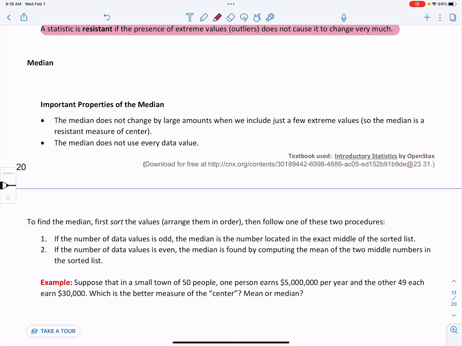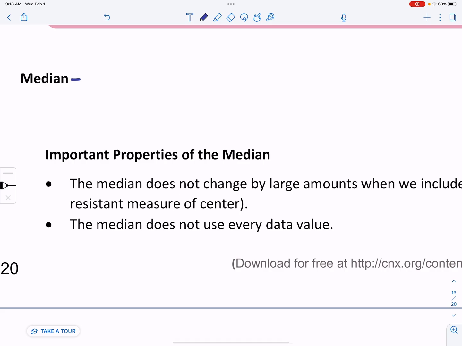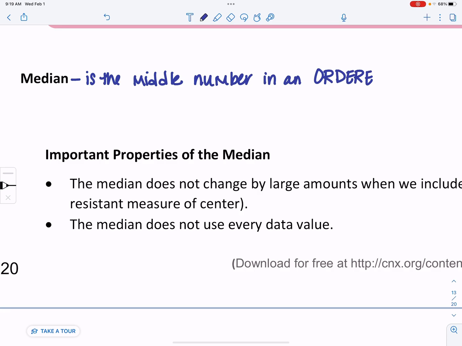The next one we're going to take a look at is the median. We've looked at median already, so this shouldn't change a whole lot for you. Remember, the median is the middle number in an ordered data set. It doesn't count if you don't put your numbers in order first.